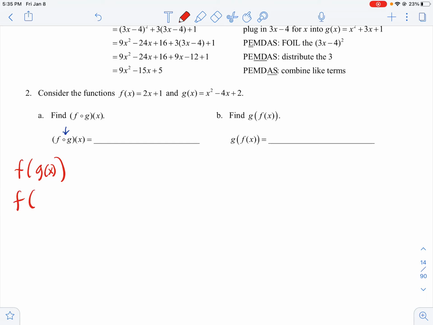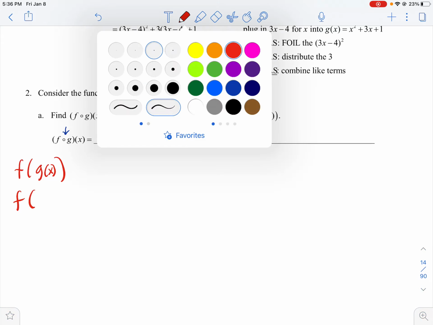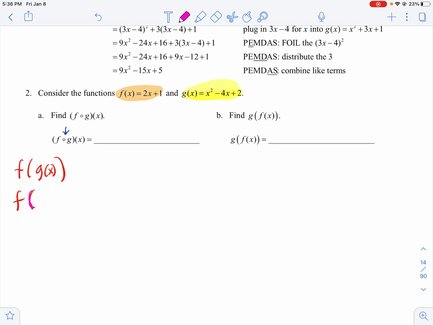So, what is g of x? Let's change the color for that one. Okay, so f of x is 2x plus 1. And then we have g of x, which is x squared minus 4x plus 2. So, what I would do is I will plug in over here. I'm going to change that g of x, and the equivalent of g of x is x squared minus 4x plus 2.